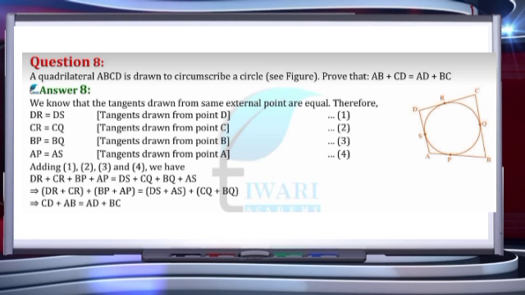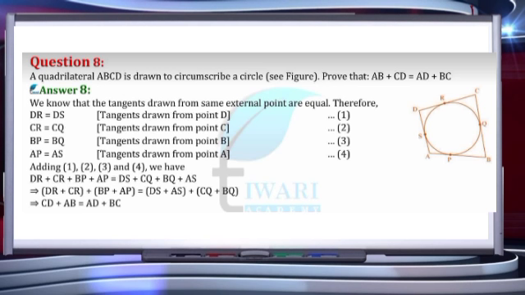DR is equal to DS, CQ is equal to CR, and BQ is equal to BP. As you can see, they have used that the tangents drawn from the same external point are equal. So we have the results DR is equal to DS, CR is equal to CQ, BQ is equal to BP, and AP is equal to AS. Next, on adding all these results, we get DR plus CR plus BP plus AP is equal to DS plus CQ plus BQ plus AS.